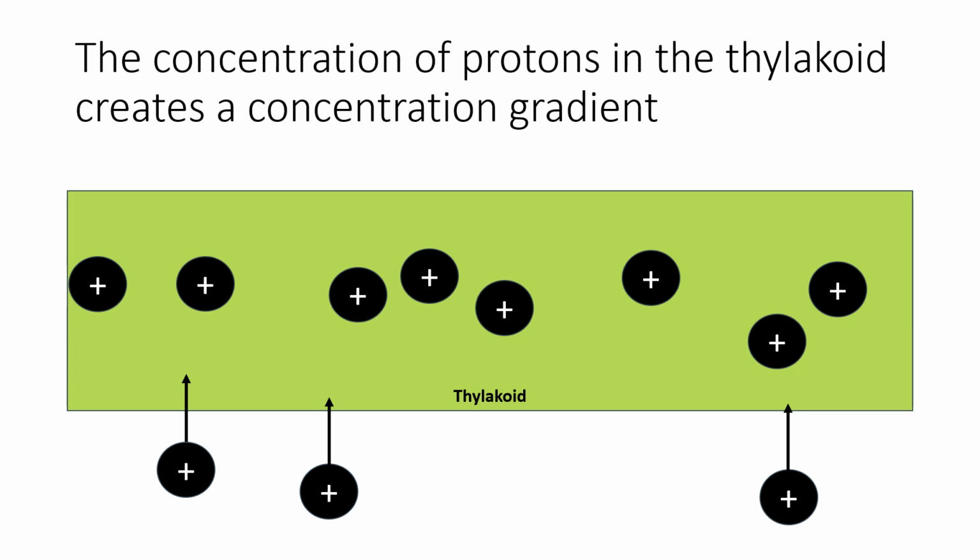We talked about concentration gradients in the very first lecture, but let's refresh. A concentration gradient is when we have a high concentration of a molecule or charge on one side and a low concentration on the other. As those positively charged protons get crammed together in the thylakoid, they push against each other. Given the chance, they'll try to get away from each other.